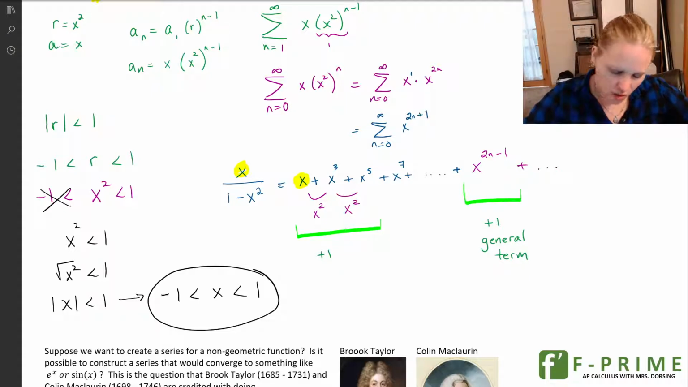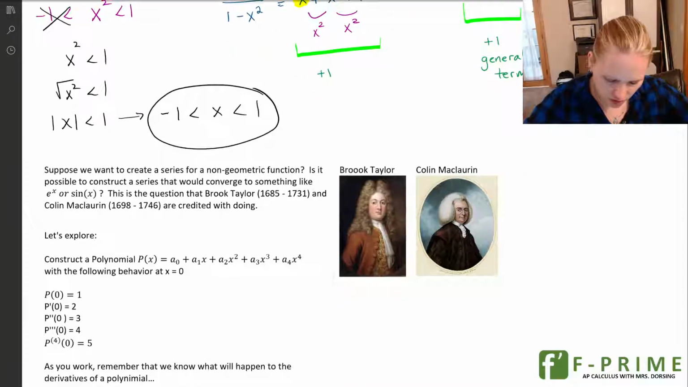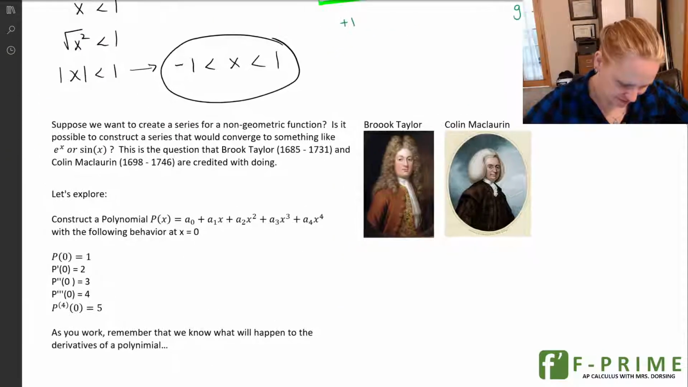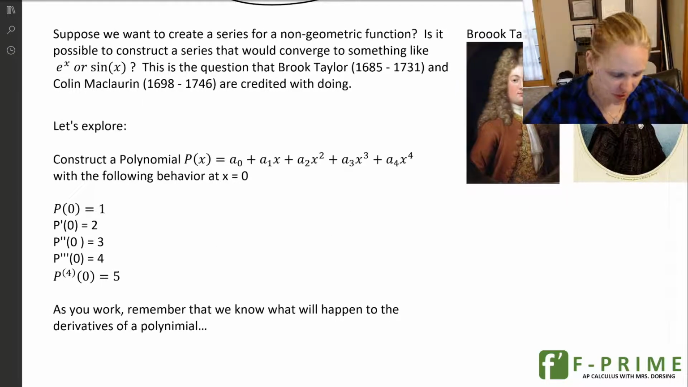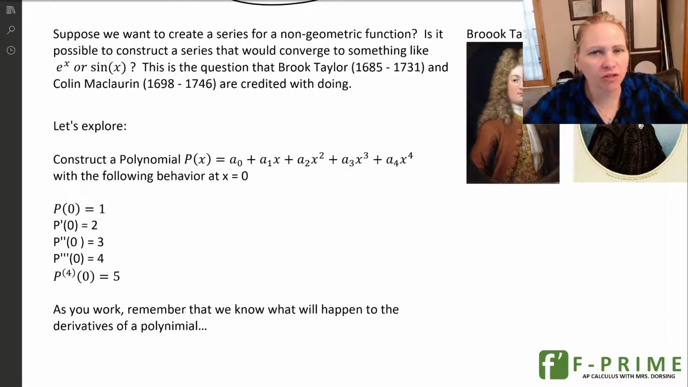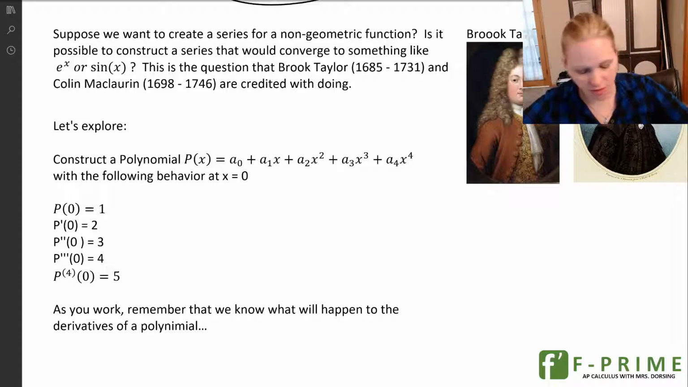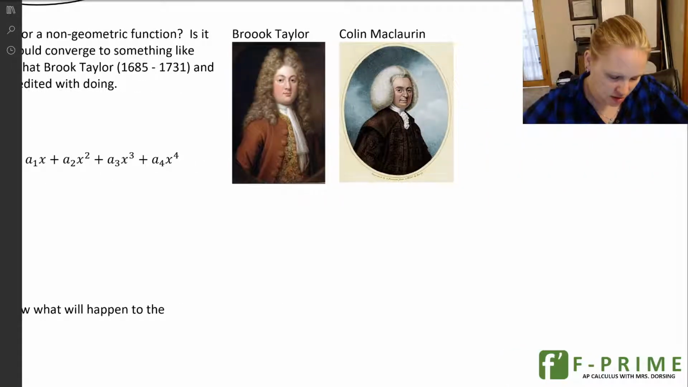But then the question arises, what happens when we have a series that doesn't follow a geometric pattern and follows some other kind of rule? Well, this has been discussed. When we have a non-geometric function, is it possible to construct a series that would converge to something like e to the x or sine of x? Now, this is the question that Brook Taylor and Colin Maclaurin are credited with dealing with and answering. So these are the mathematicians.